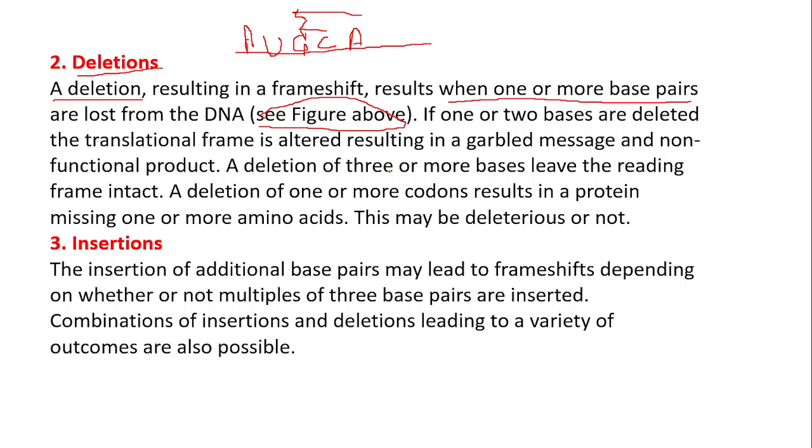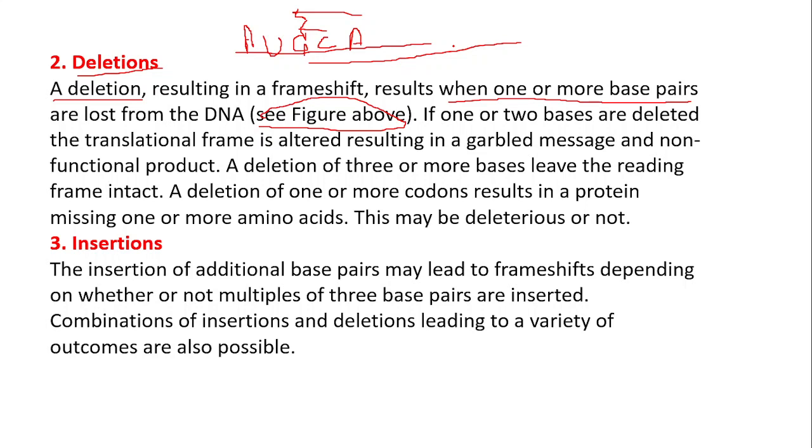The frame will be shifted to the left side, and when the frame is shifted to the left side, what will happen? The complete sequence of the amino acids will be changed. When the complete sequence of amino acids changes, what will happen? It will ultimately lead to the formation of a completely different protein, or polypeptide chain.